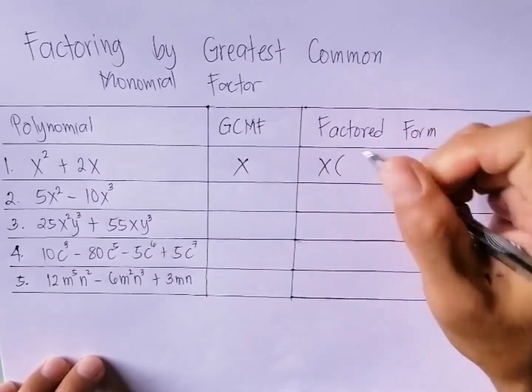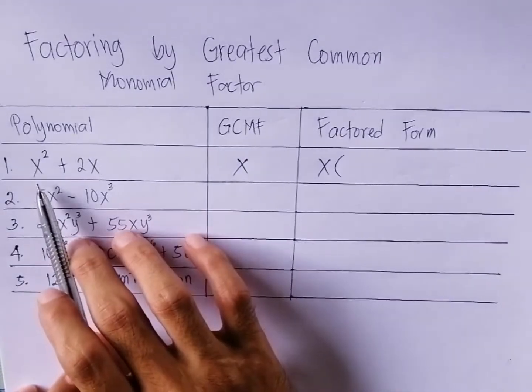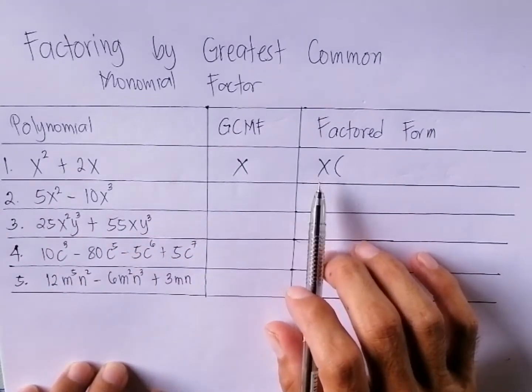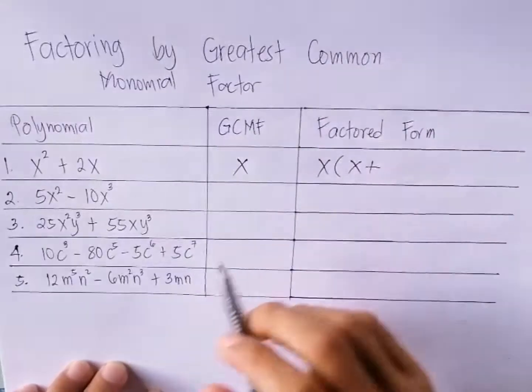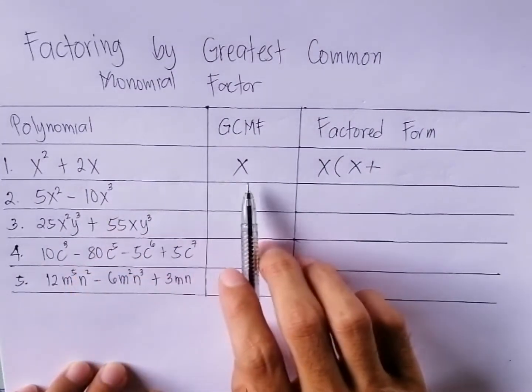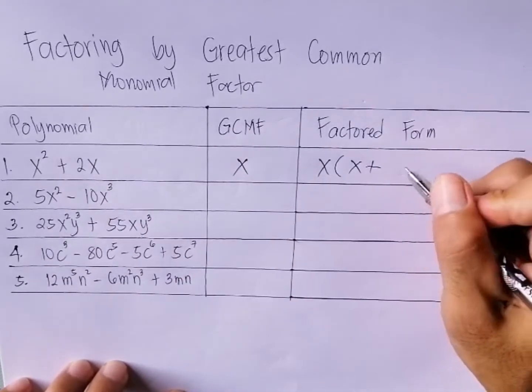x times, then divide: x squared divided by x is equal to x, plus 2x divided by x, that is equal to 2.